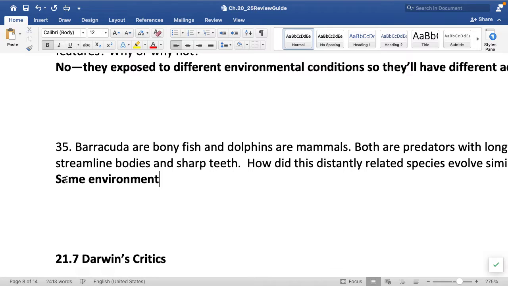I thought barracuda were fish. They are. But if they're, how are they as big as dolphins? They're not. Does it say that? No, it says it's long with streamlined bodies and sharp teeth.